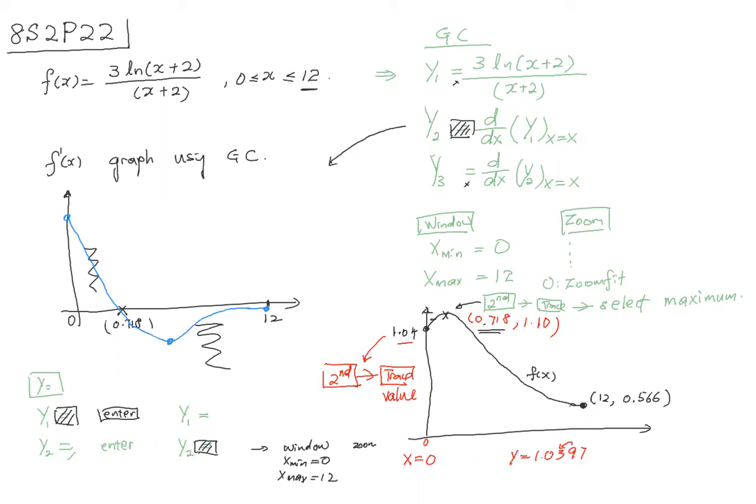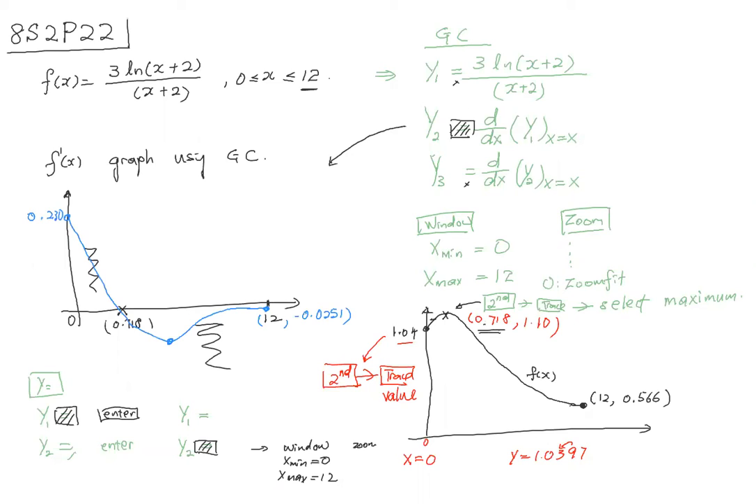So you go second trace. First you go value, then you put 0. Then the answer is 0.230. And I put 12. Then at 12, it will be negative 0.001. 0.0251. Okay.